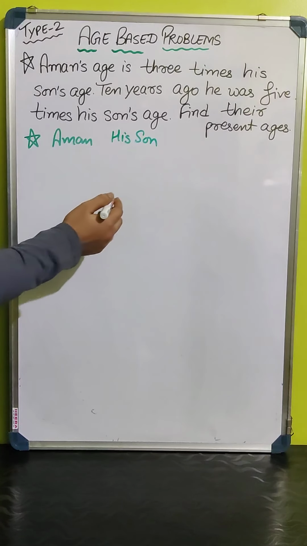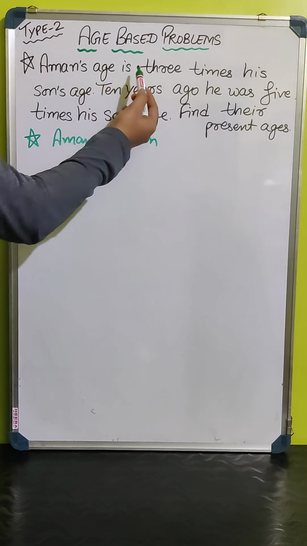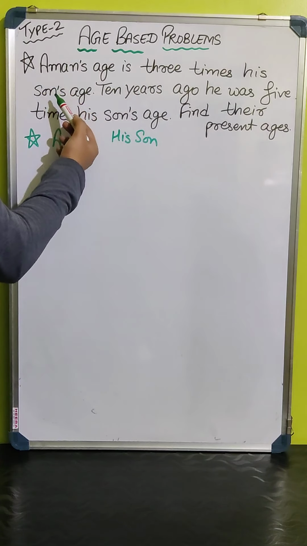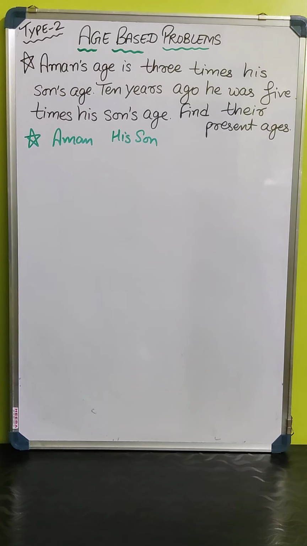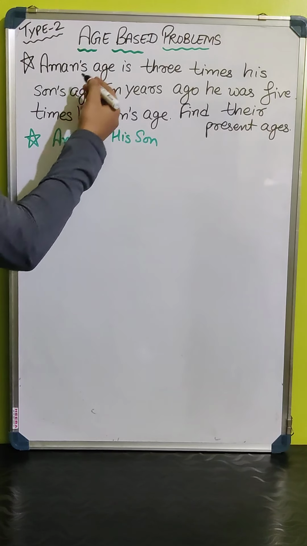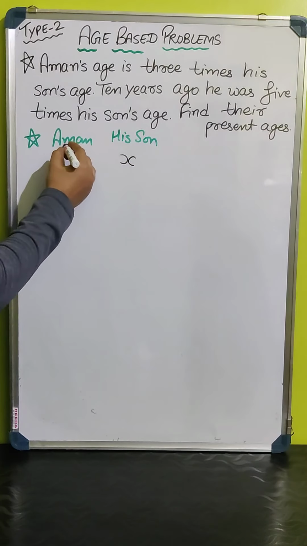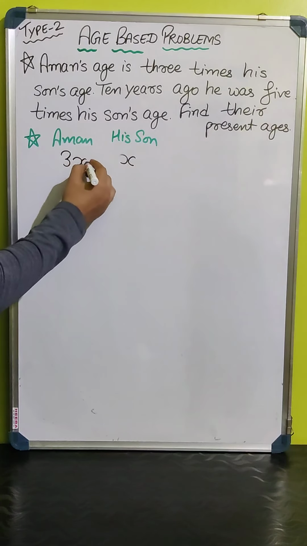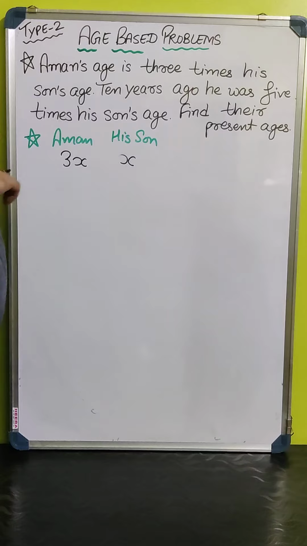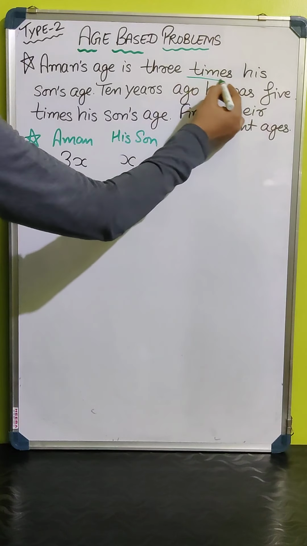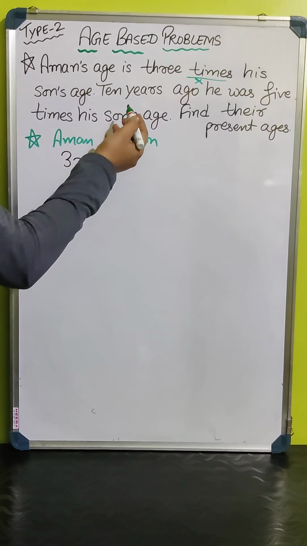Now, Aman's age is 3 times his son's age, means Aman's age is 3 times that of his son. If the son's age is x, what will be Aman's age? That is 3x. What is the meaning of 3 times? That is multiply. Now, 10 years ago.